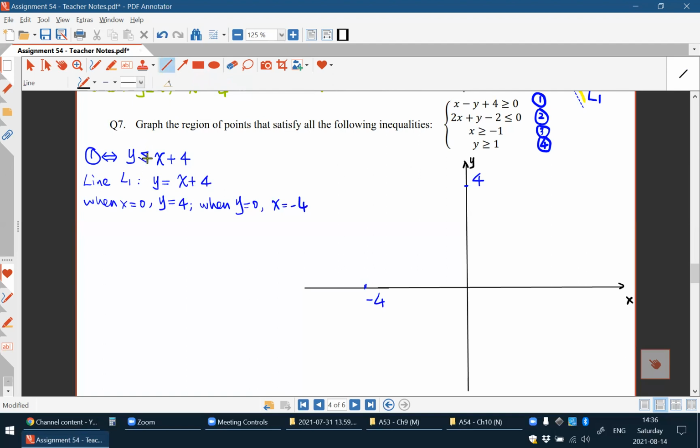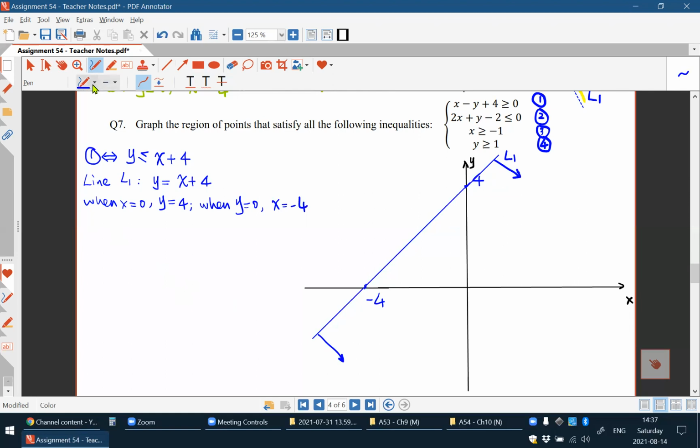Note that the inequality says y should be equal to or less than, so we need to use a solid line, right? Okay, this is our boundary line L1. According to the inequality, y should be less than or equal to x plus 4. This means the region should be under this line and including this line, right? So this is our first region.